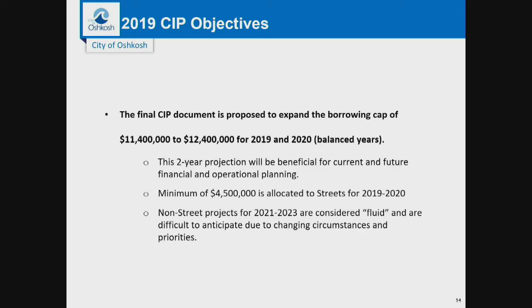The years 2021 to 2023 are what we call in a fluid state. We do not balance those to a set general obligation amount, but the projects, in particular the road projects, are fairly set and have had a long 10-year approach and analysis to what would be included into the capital improvement program.